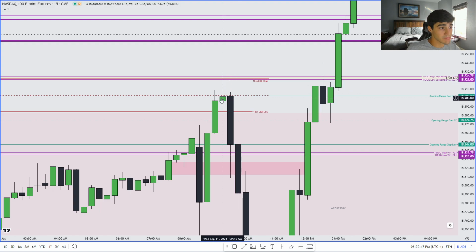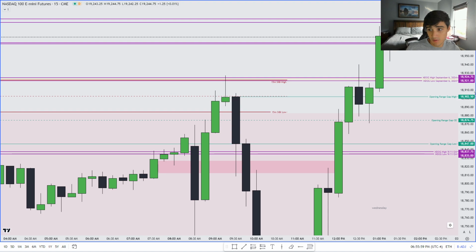The bodies are closing below consequent encroachment. So what does that tell us? That tells us the narrative. And if the bodies are closing in the lower half of the 15-minute SIBI, then that is indicative of weakness. And if we look even closer, what does the market wick into?